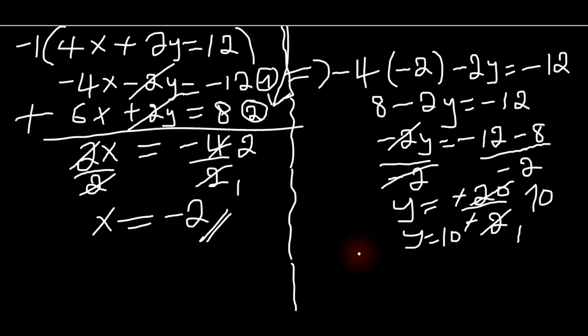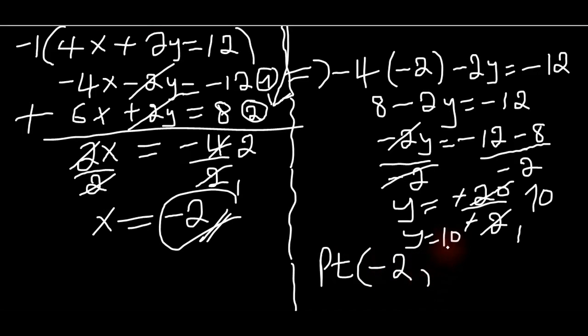So the solution of this equation is at a point where x is minus 2 and y is equal to 10. We are actually going to solve the third set of equations by using another set of rules. So let's get started.